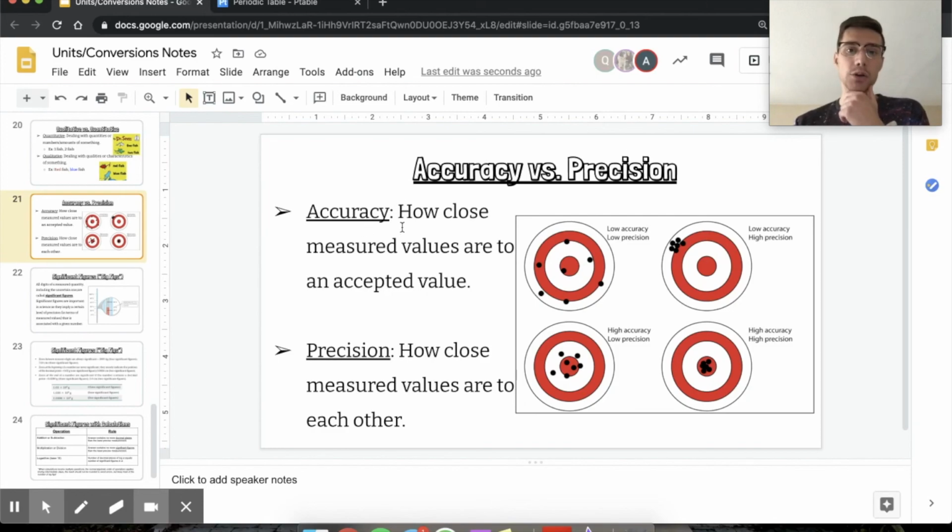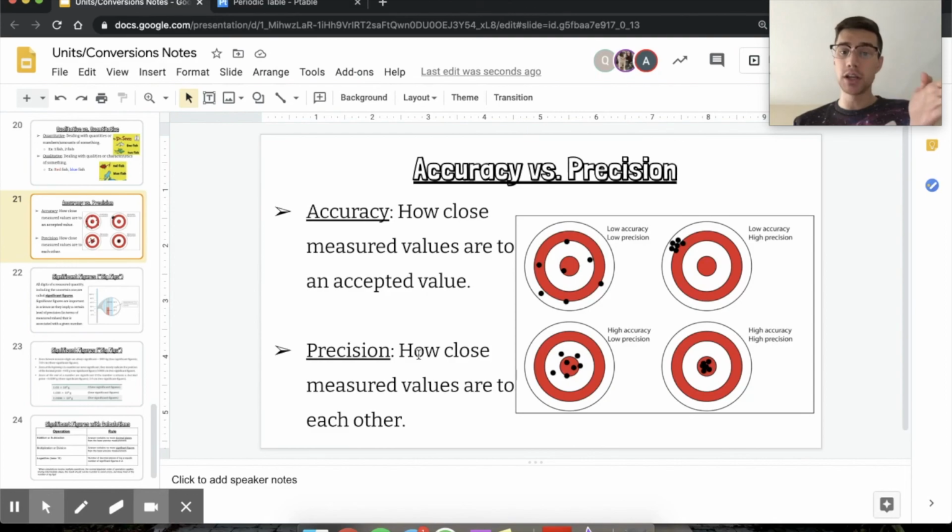So accuracy is how close measured values are to an accepted value. In this case, the accepted value, or our goal, is the bullseye. Low accuracy is missing the bullseye. This one's pretty close, but most of them are pretty far away. Most of these are pretty close to the bullseye, so that's higher accuracy. And these are all super close to the bullseye, or right on it. High accuracy means they are meeting the goal.